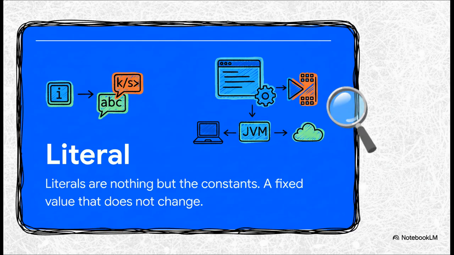That number, 42, actually has its own special name. It's a literal. A literal is just any fixed value that you type directly into your code. It's not a variable, it's not a box, it's the raw data itself. It's the actual number, the actual piece of text.